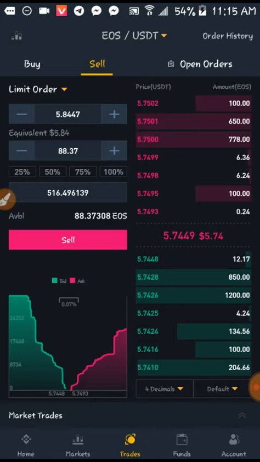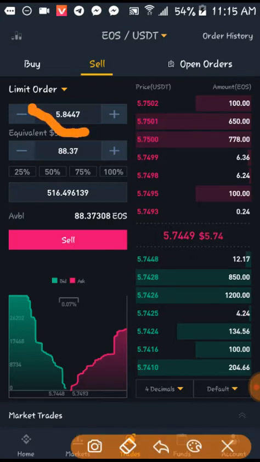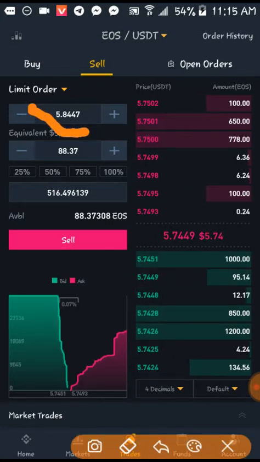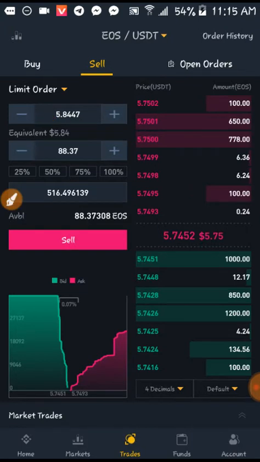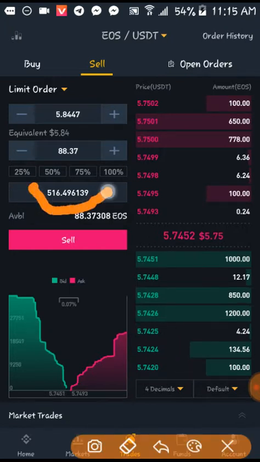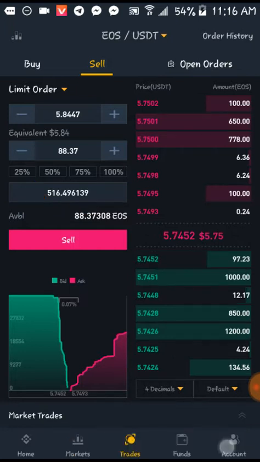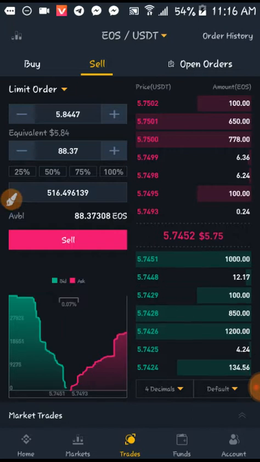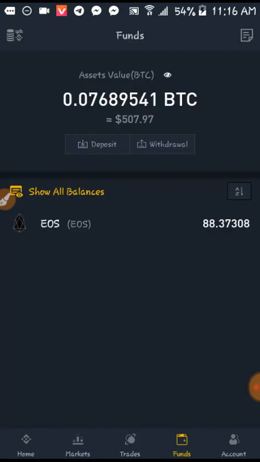But if you come now and set your price bet at 5.8447, it means that if the market reaches this amount and the EOS you had sells, you are going to have presently in your account $516.5. So 516.5, that's where it is at.